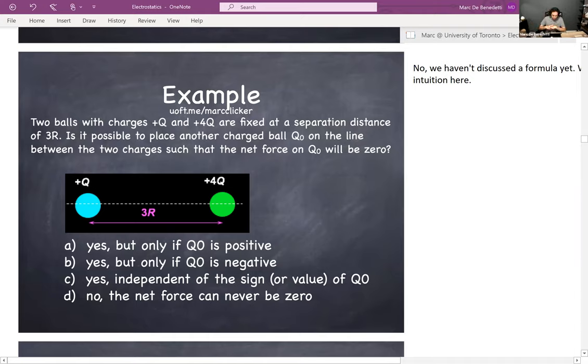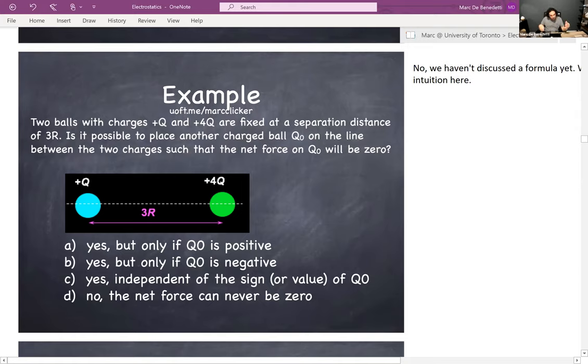So let's take this question, for instance. If two balls with charges plus Q and plus 4Q are known to be fixed at a separation distance of 3R, again, for some value of R, who cares really the exact value, is it possible to place another unknown charge, could be negative charge, could be positive charge, we don't know, somewhere along the line between the two charges, such that the net force on this new charge will be zero?